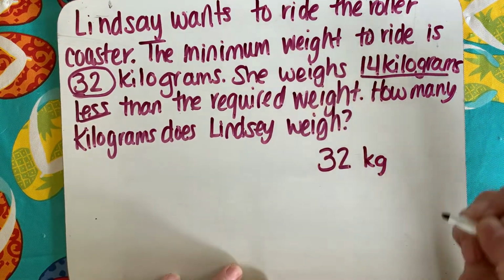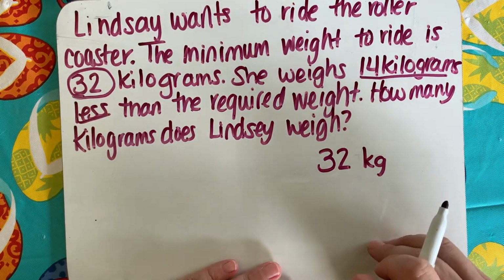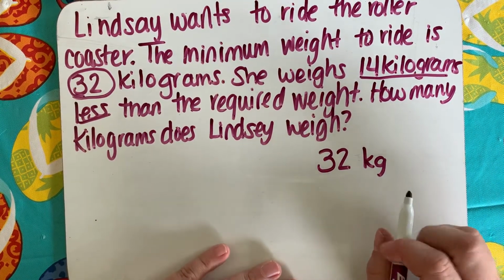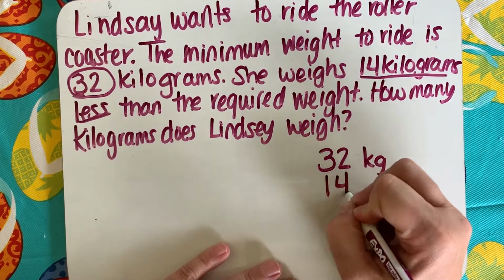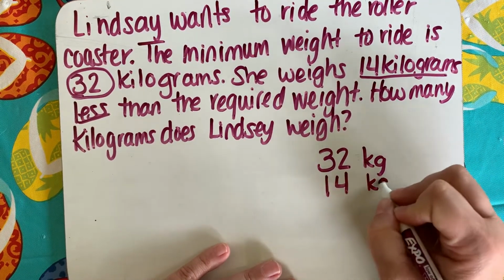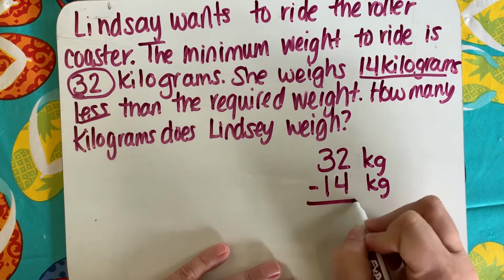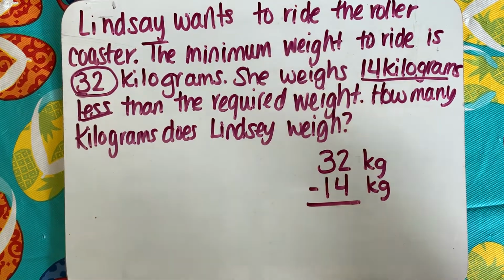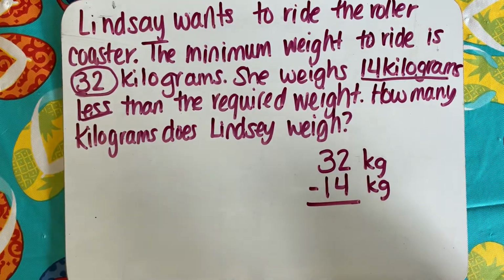I'm going to put a kg next to it, reminding me that we're doing measurement. And when you're doing measurement, you need to have a label. So we have 32 kilograms. She weighs 14 kilograms less. So she weighs less. Luckily they're both kilograms. So if we have 32 and 14, we're going to do some subtraction.